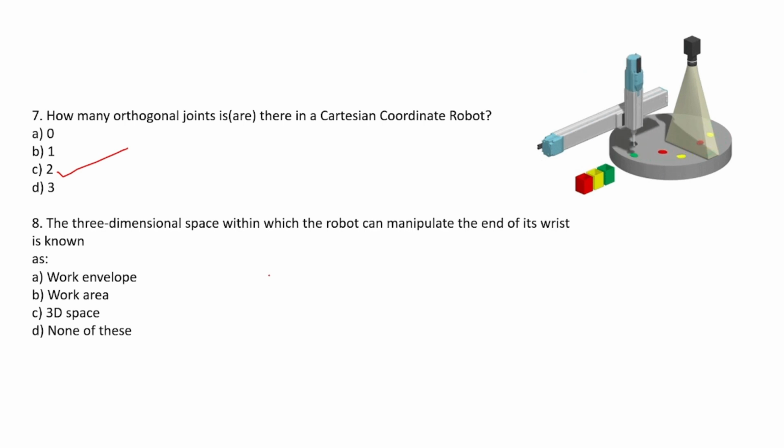So here the question is given as: the three-dimensional space within which the robot can manipulate the end of its wrist is known as, yes, the work envelope, right?